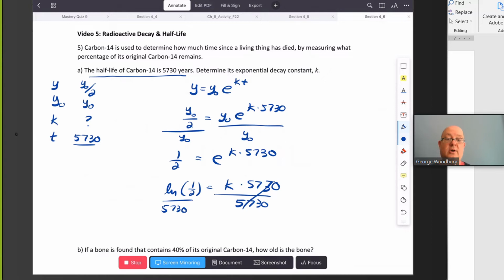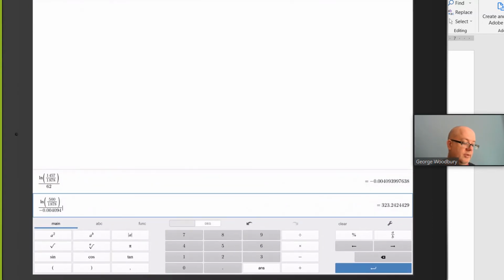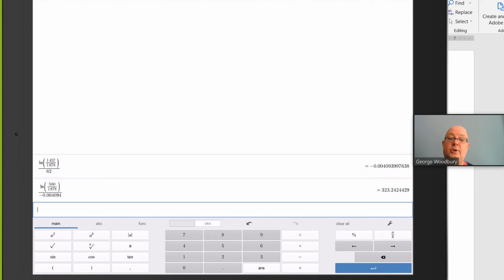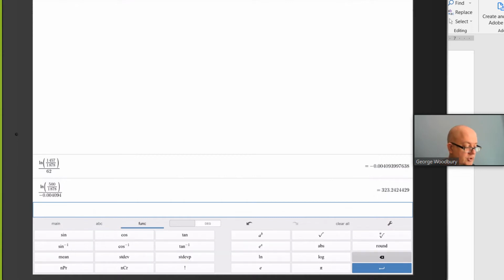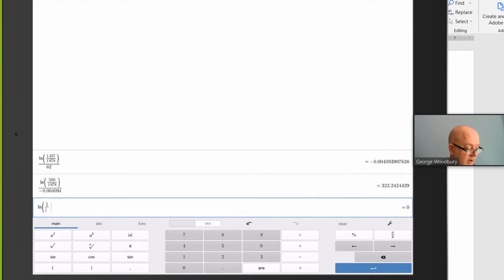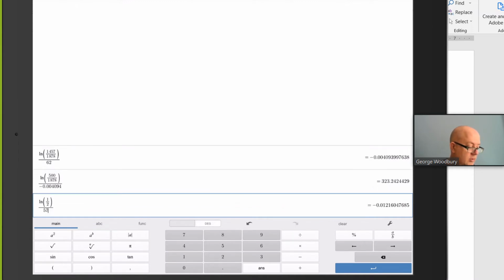And now we turn to the calculator. I'm going to use the fraction, but feel free to use 0.5 instead for 1/2. Function, natural logarithm, back to main, 1 divided by 2. And then we're going to divide that logarithm by 5,730. Notice it gives me the answer in scientific notation.